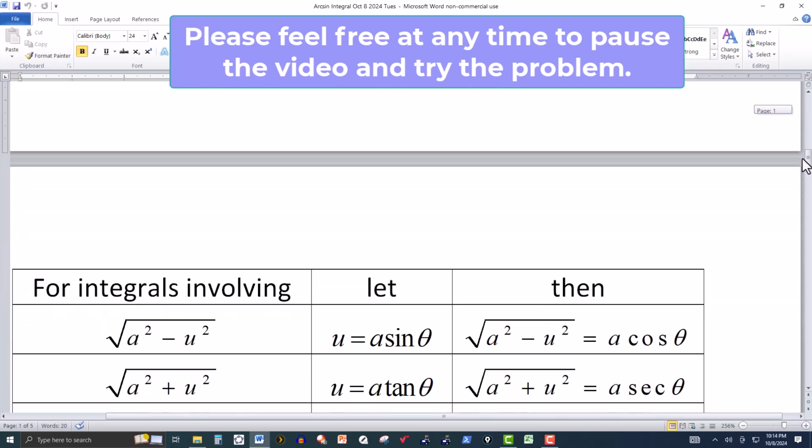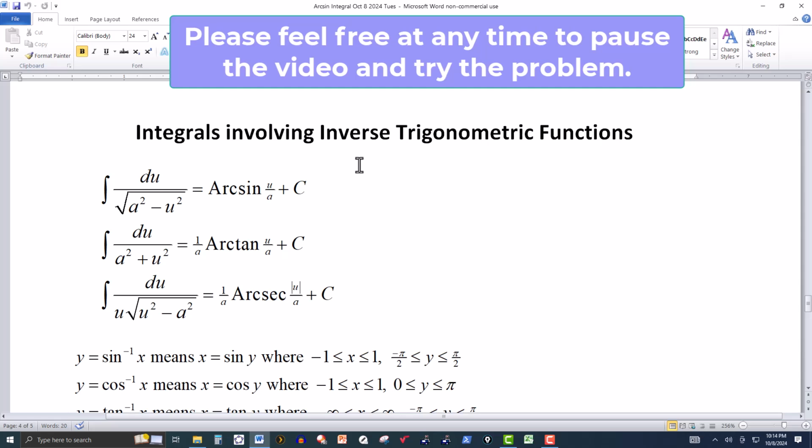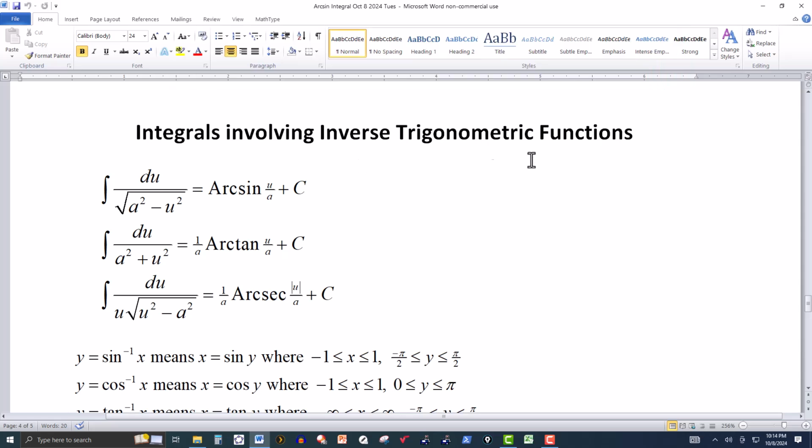Let's look at the formulas here. We have integrals involving inverse trigonometric functions. In the last video, it was the first formula: the integral of du over the square root of a squared minus u squared, where a is a constant and u generally will be a function of x, will give you the arcsine of u over a plus the constant of integration.